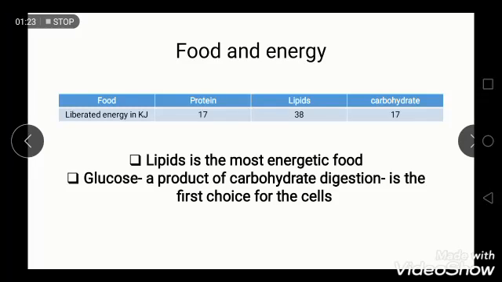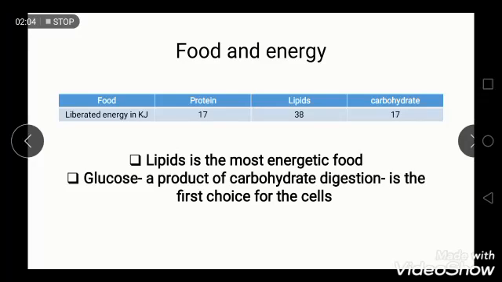We have the glucose. Glucose is the sugar that is found in our blood. This sugar is a product of digestion of carbohydrates. So, for example, when I consume a certain food that contains carbohydrate, it will be digested in our body. The end product of digestion will be glucose. This glucose is the first choice for the cells in order to produce energy. If we don't have glucose, then the cell will use the lipids in order to produce energy. So lipids and carbohydrates are the energetic food that are responsible for the production of energy.